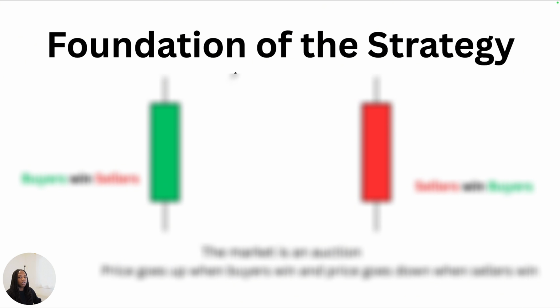You have to understand the foundation of any strategy you're trading. And the first thing I want to go over is candlesticks. I'm going to be showing you my favorite candlesticks that I look for and where I look for them.